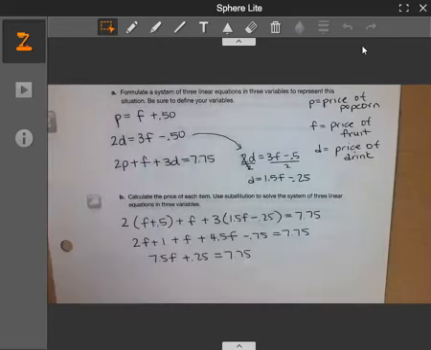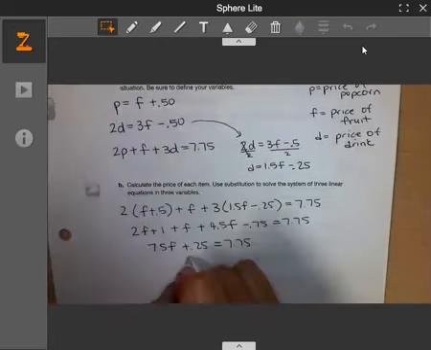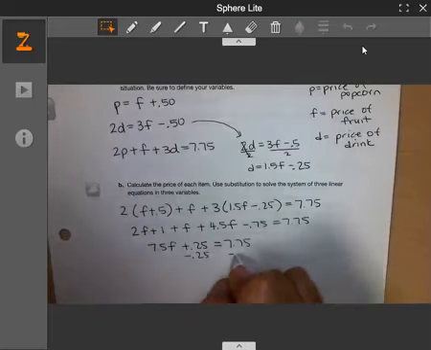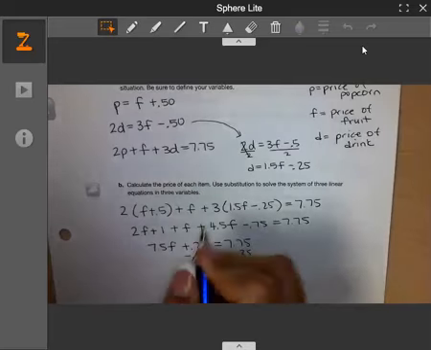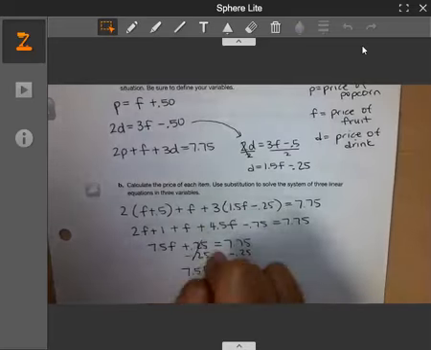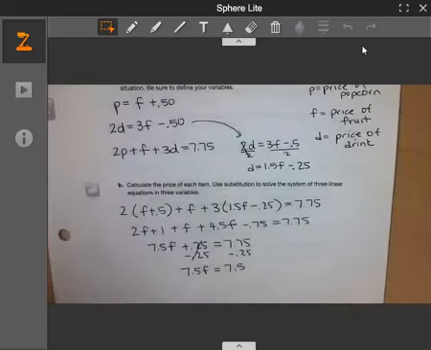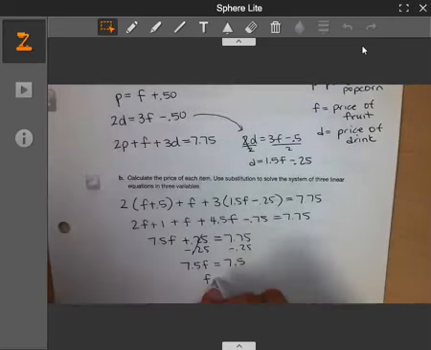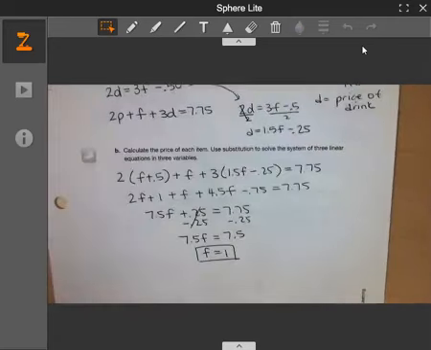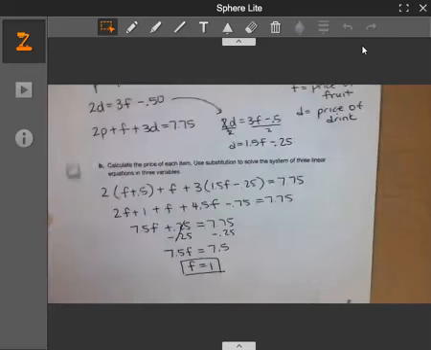We're solving for that F, so we want to subtract 0.25. That gives us 7.5 F is equal to 7.5. So F is 1. We figured out the fruit is $1. Once we have one of them, remember you can go back and plug them in to get the others. In fact, you have to do that.